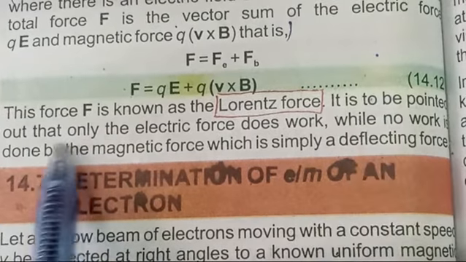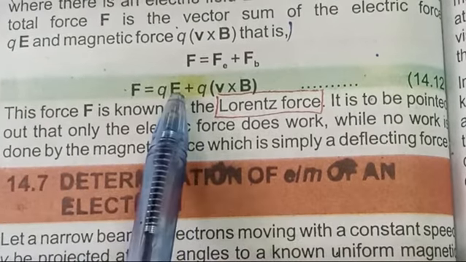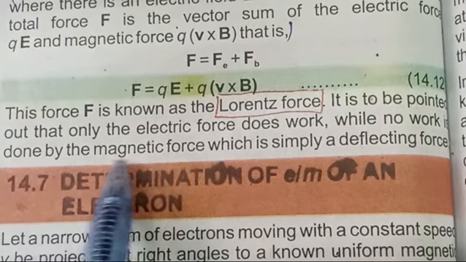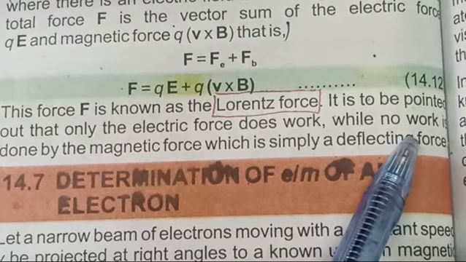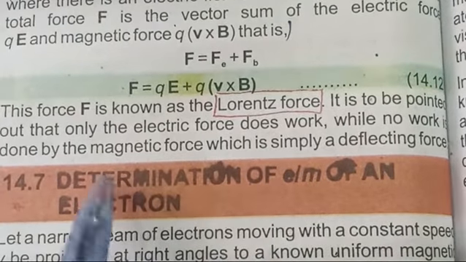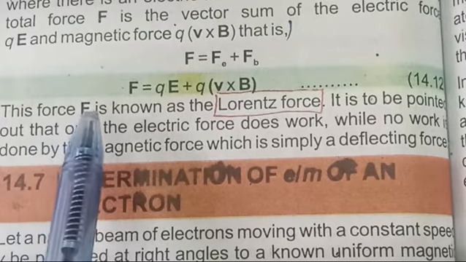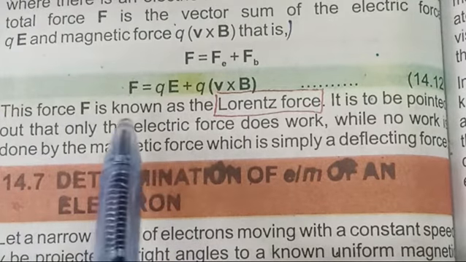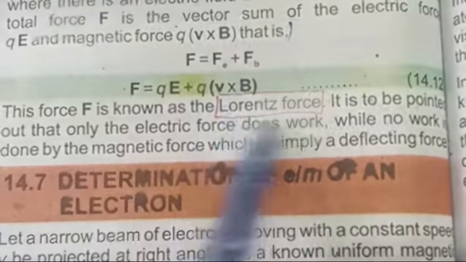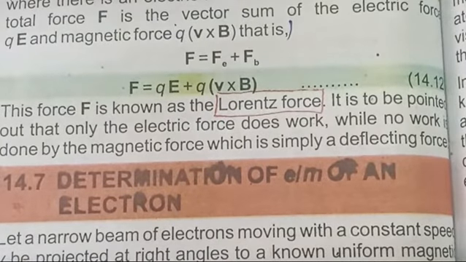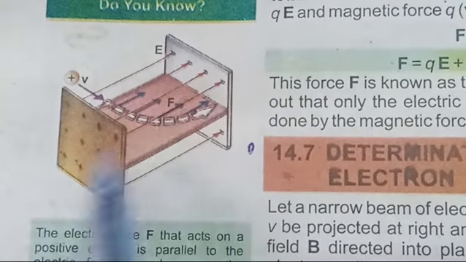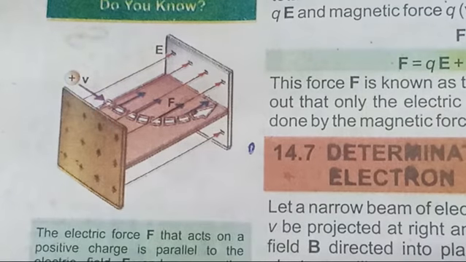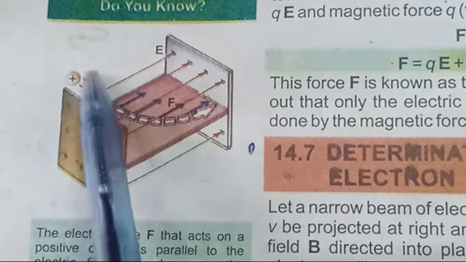It is to be pointed out that only the electric force does work, MCQ, while no work is done by the magnetic force, which is simply a deflecting force. This is an important topic according to short questions. First important MCQ and short question: Lorentz force. What is Lorentz force? Write its formula. After that, draw the figure. Draw the figure of a charged particle under the action of electric force and magnetic force.